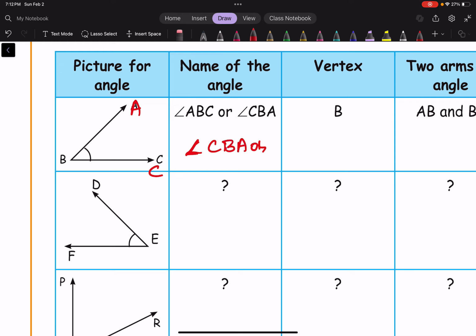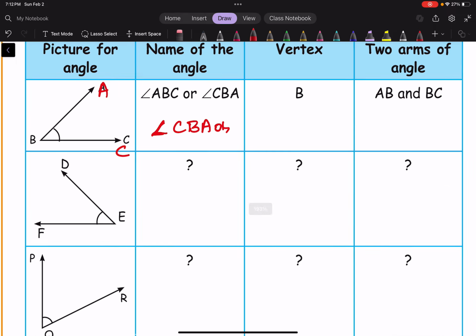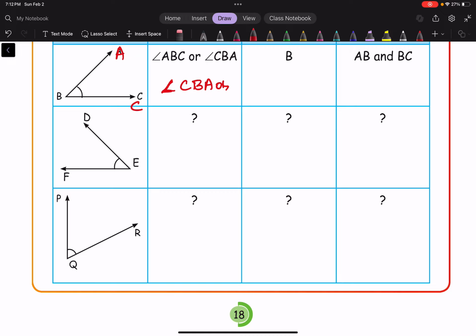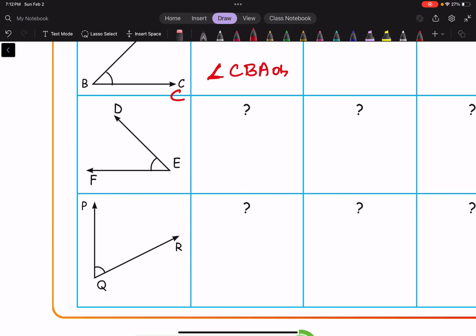So because we are representing B, and B is the vertex. What is a vertex? The point where the angle is mentioned or marked is called the vertex. So what about this figure? It can be angle D, E is always in the middle, and F, or the angle FED, E is always in the middle.